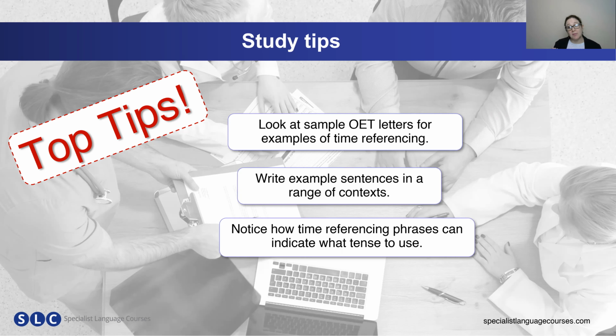Notice also how time referencing phrases can indicate what tense to use. So for example, if you're talking about on admission, it's something that happened in the past, so you probably need to use past simple.